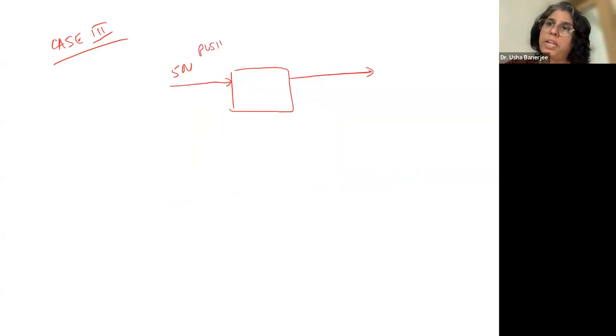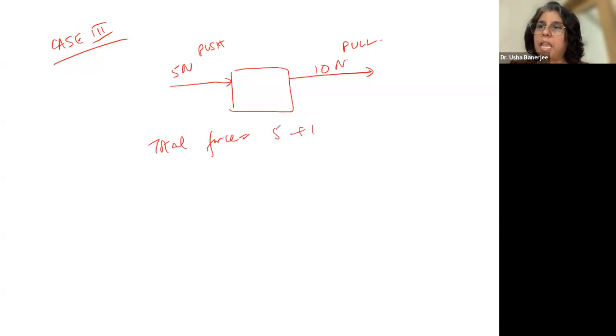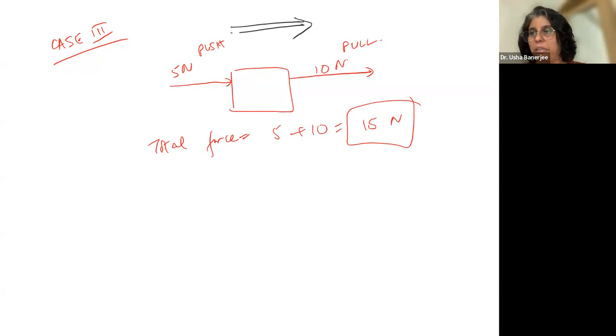Case number 3. Now I'm not drawing the table also, okay? You push with 5 Newton and I am pulling. Please notice the directions become very, very important. I am pulling with 10 Newton. Force direction plays a very important part. So the total or resultant force, both will act in the same direction. So 15 Newton, and the stone will move in this direction, the black arrow. Clear? This was case number 3.